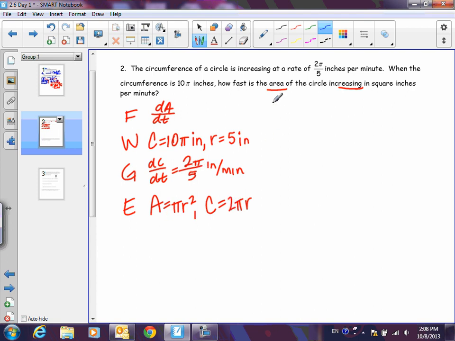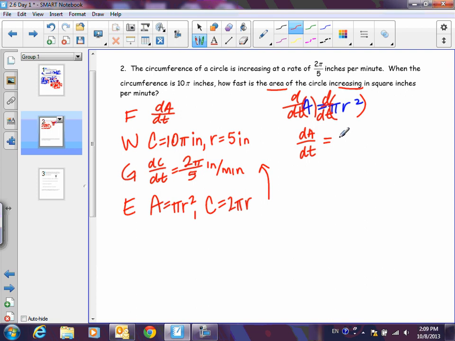Okay? So I'm going to rewrite A equals pi r squared. And then I'm going to differentiate. Remember, you start with your formulas and then you work your way back up. So d over dt. And then over here, same thing, d over dt. So dA over dt. And what would the derivative of the right side be?